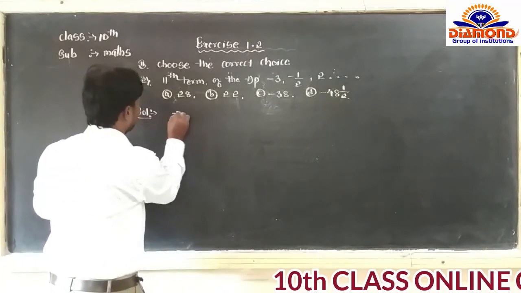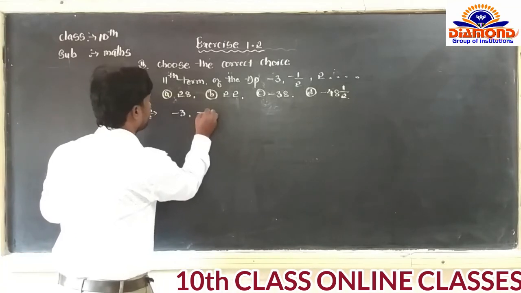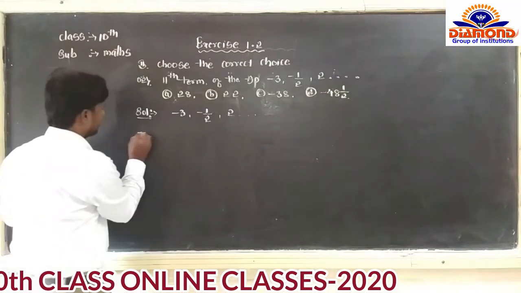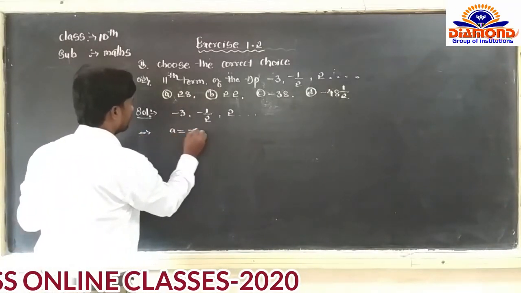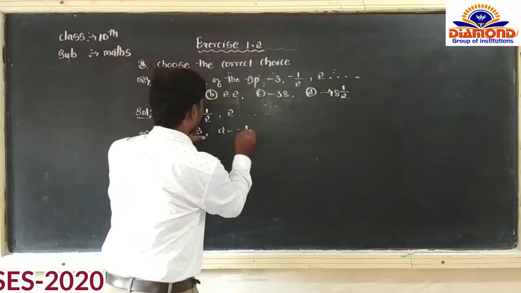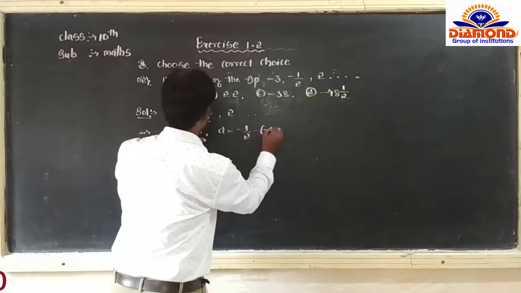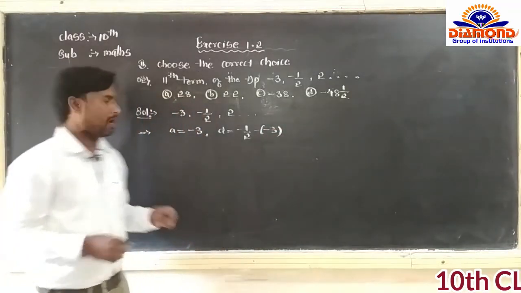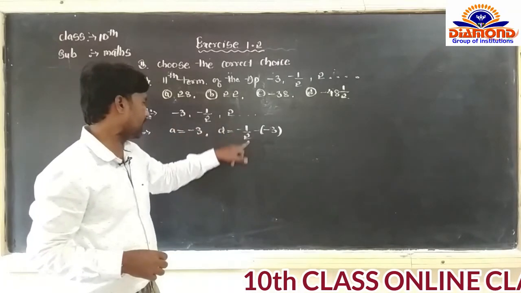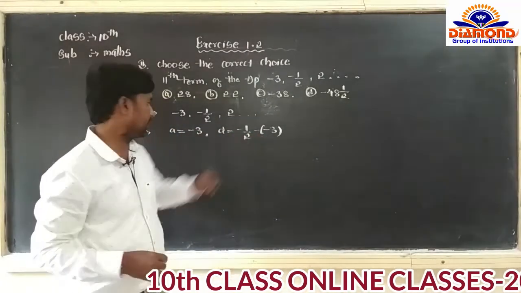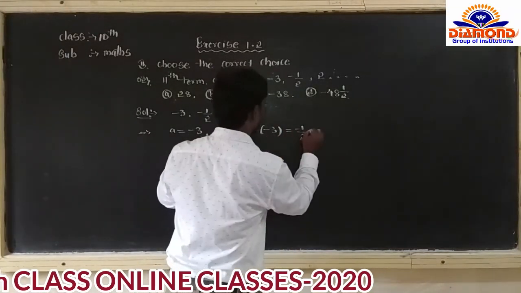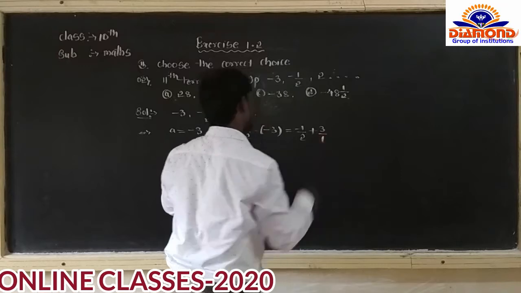Here, one more time, I am writing: minus 3, comma, minus 1 upon 2, and so on. Now we are taking the values. A value is equal to minus 3, dear students, and the common difference is equal to term 2 minus term 1: minus 1 upon 2 minus in the bracket minus 3. So similarly, minus 1 by 2 minus into minus, plus 3 upon 1.